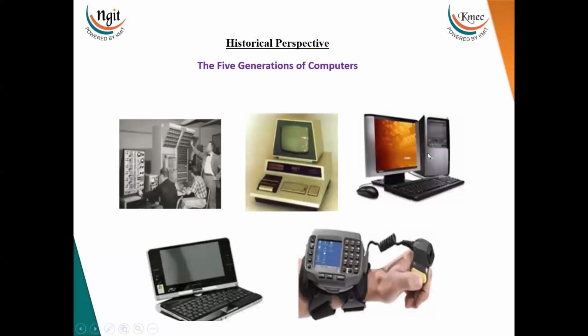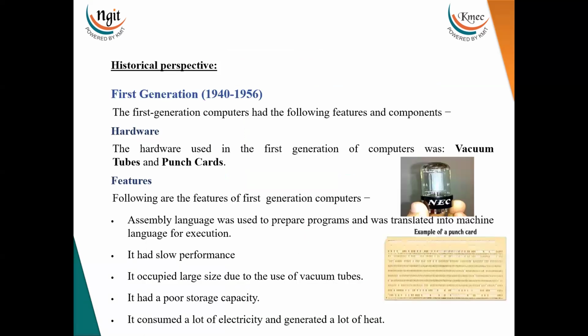In this lecture, we will see the historical perspective. Now, here there are five generations of computers available. You can see the images of five generations of computer. We will try to analyze these five generations based on hardware, features, and memory capacity. Now, we will discuss here the first generation.